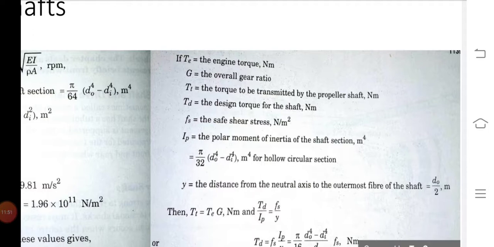IP, the polar moment of inertia of the shaft, that is pi by 32 (D outer to the power 4 minus D inner to the power 4), and y is the distance from the neutral axis to the outermost fiber of the shaft, D outer diameter by 2, which means the outer radius, you can say.